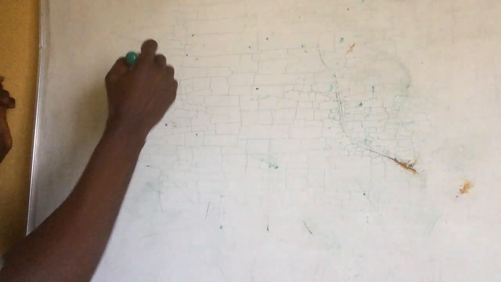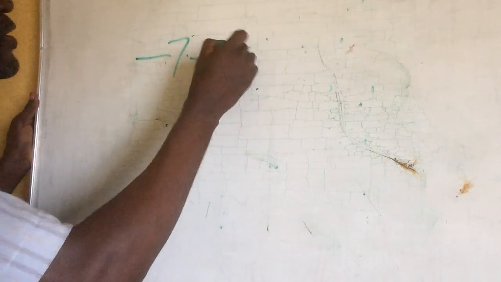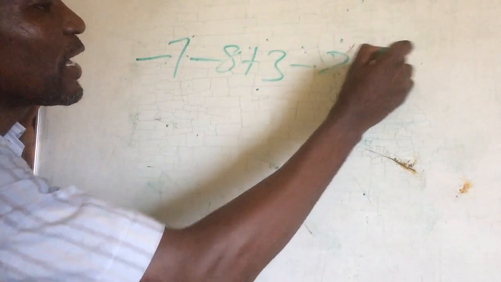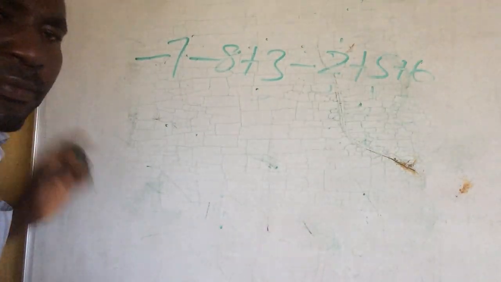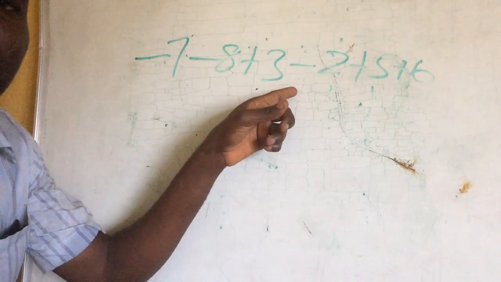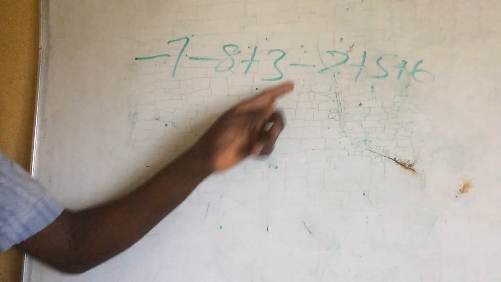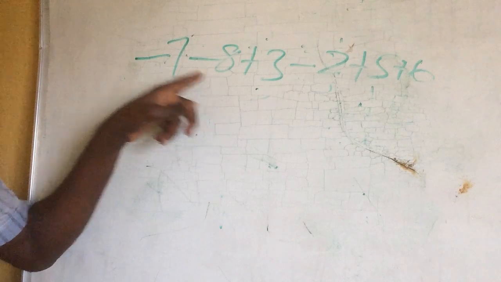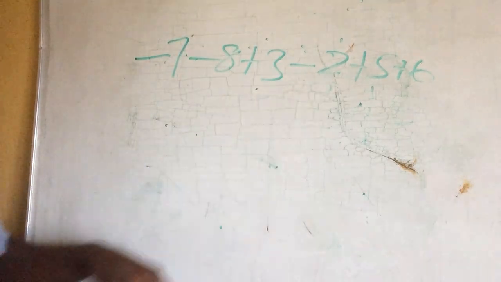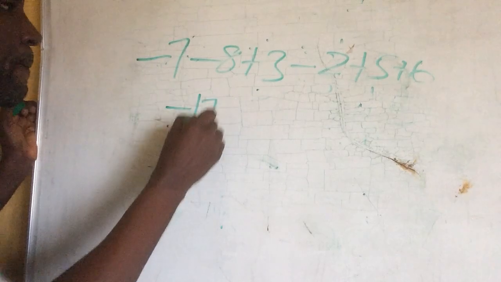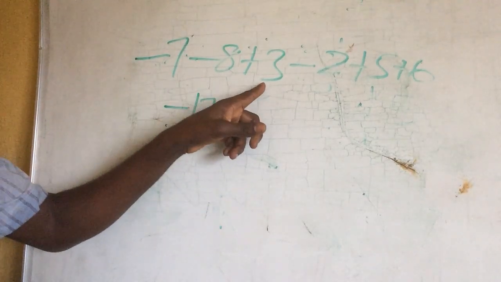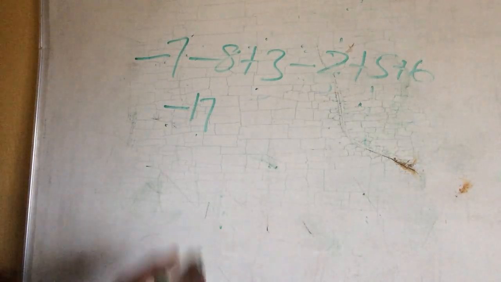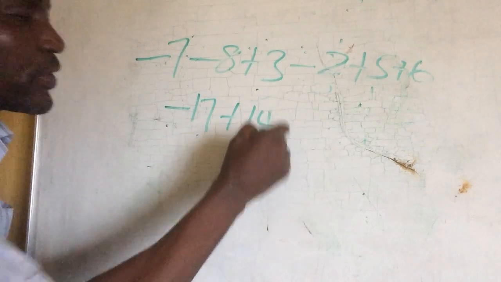You can even have minus 7, minus 8, plus 3, minus 2, plus 5, plus 6. You have so many. What do you do? You just collect those minuses together and add them. We have minus 2 here, we have minus 8, we have minus 7 here. This minus 7 and the minus 8 is minus 15. You still add this minus 2, it will now be minus 17. Then you add the positives together. 3 plus 5 is 8, plus 6 is 14. You still put 14.